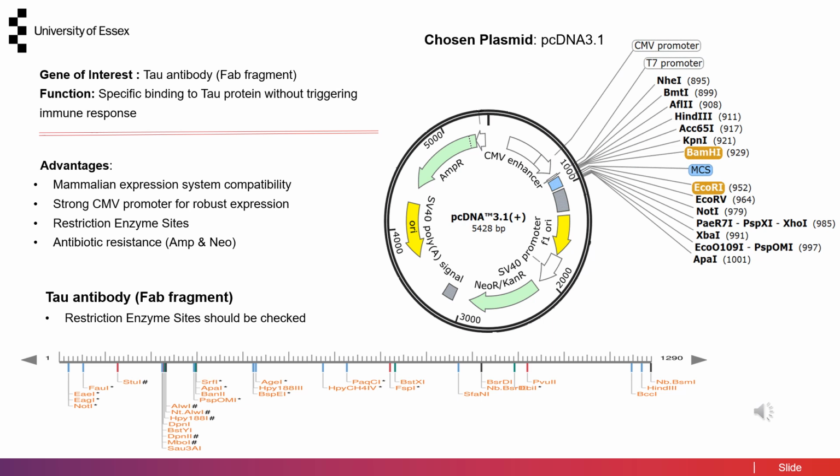Tau stabilizes microtubules in neurons, but in diseases like Alzheimer's, it forms toxic aggregates. The tau antibody is used for detection and neutralization of these proteins.